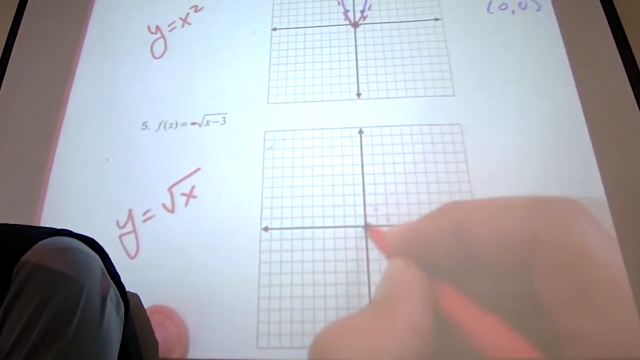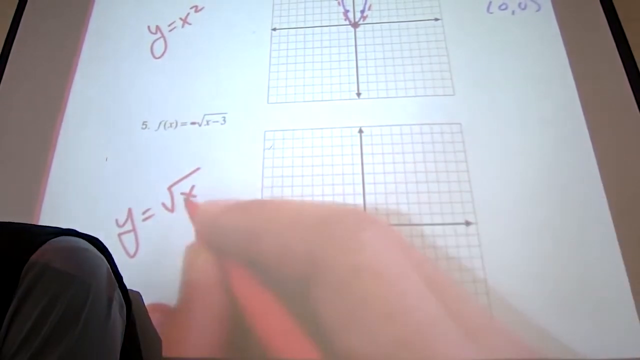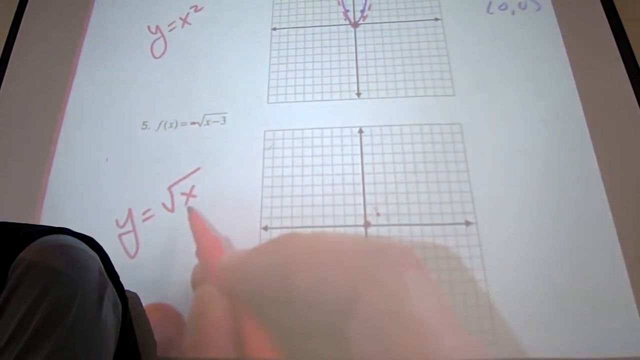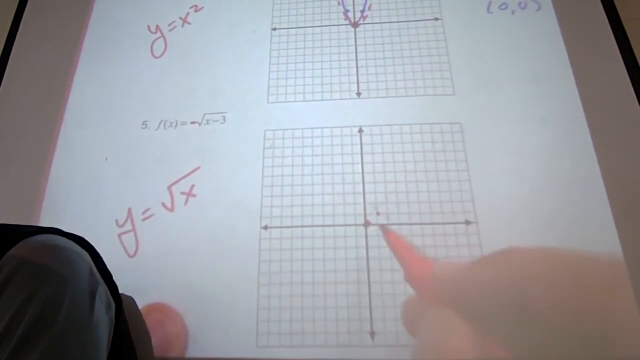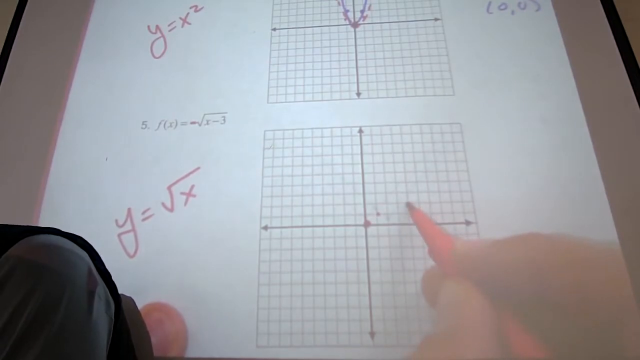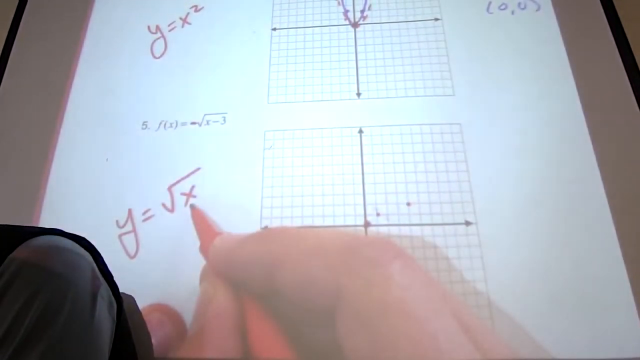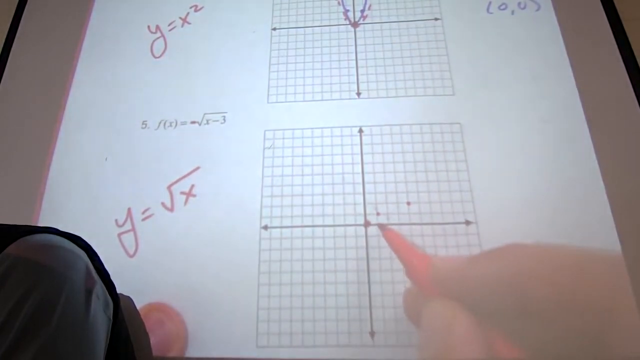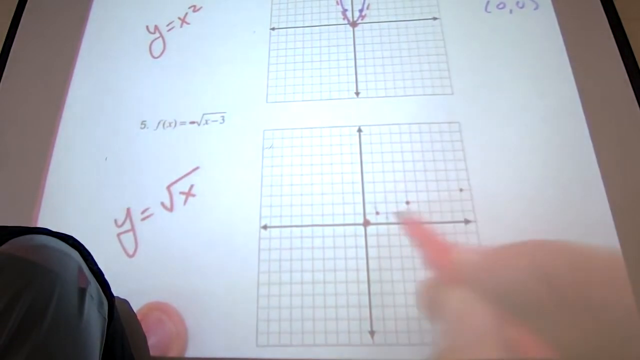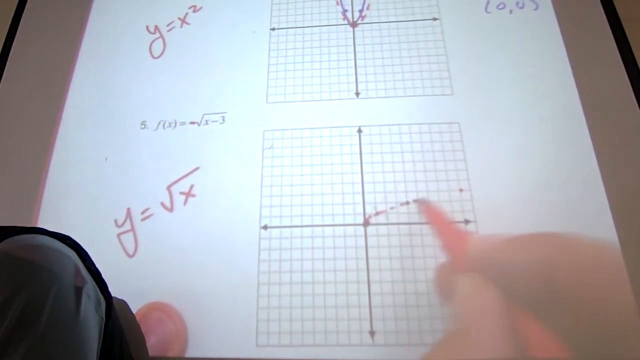So if I plug in 0, I get 0. If I plug in 1, the square root of 1 is 1, so over 1, up 1. And then the next nicest square root would be 4. So I'm going to count over 4, the square root of 4. 1, 2, 3, 4. The square root of 4 is only 2. So the square root of 4 is 2. And if I wanted to, I could do the square root of 9. The square root of 9 is 3. So I get a nice looking graph here.